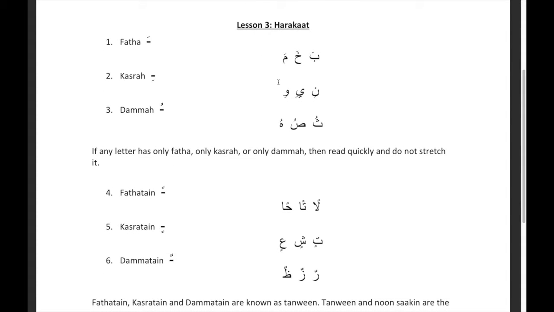It's important to note that if any letter has any of these signs from 1 to 3, they'll be pronounced quickly and not stretched. So this would be ba, kha, ma, not ba, kha, ma. It'll be quick. Ba, kha, ma, ni, yi, wi, thu, su, hu.